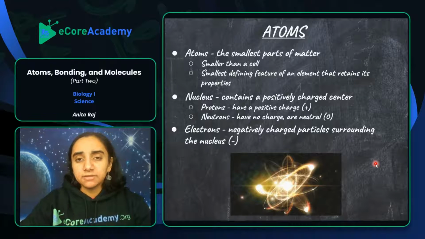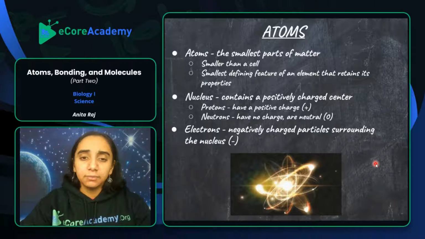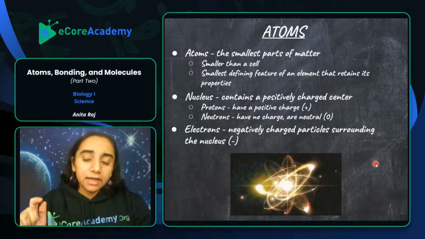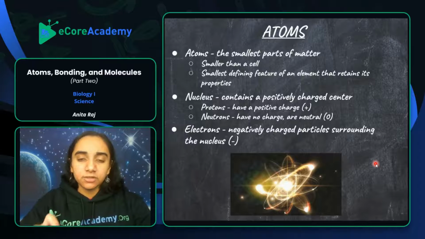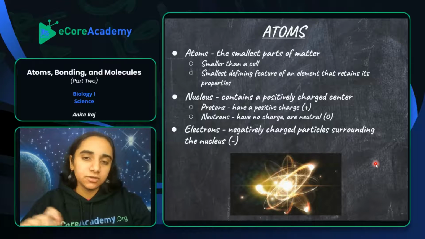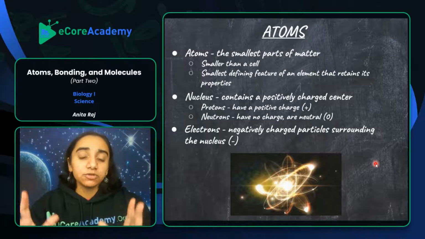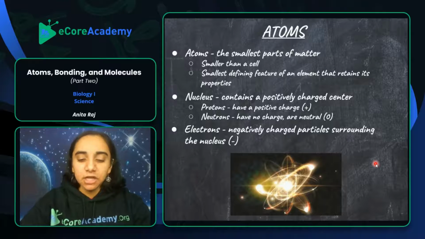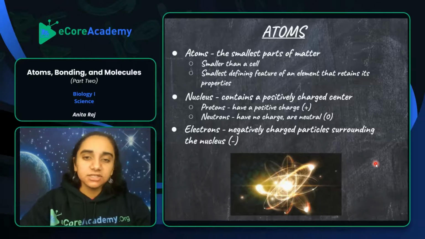Each element is represented by an atomic number on the periodic table. That atomic number indicates how many protons are in the nucleus of an atom representing that element. So the number of protons in that nucleus defines what element that atom belongs to. If you go down to the subatomic level, protons, electrons, and neutrons are not specific to certain elements, meaning they are general to any element you can find on the periodic table. So the atom is the smallest defining feature of an element that still retains its properties, for example, its reactivity.